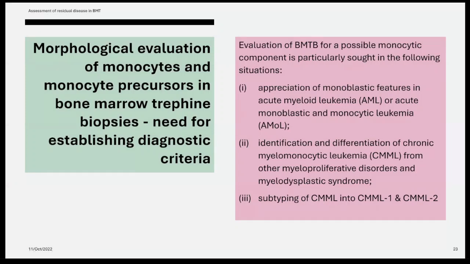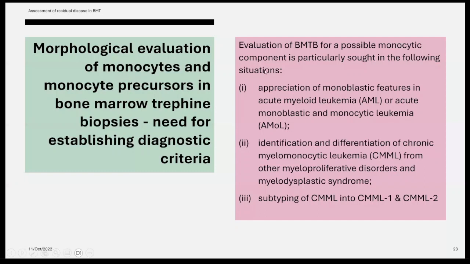Morphological evaluation of monocytes and monocyte precursors in bone marrow trephine biopsy: a need for establishing diagnostic criteria. Evaluation of the biopsy for a possible monocytic component is particularly sought in the following situations: appreciation of monoblastic features in acute myeloid leukemia or acute monoblastic or monocytic leukemia, identification and differentiation of CMML from other MPN and MDS, and also subtyping CMML into CMML-1 and CMML-2.